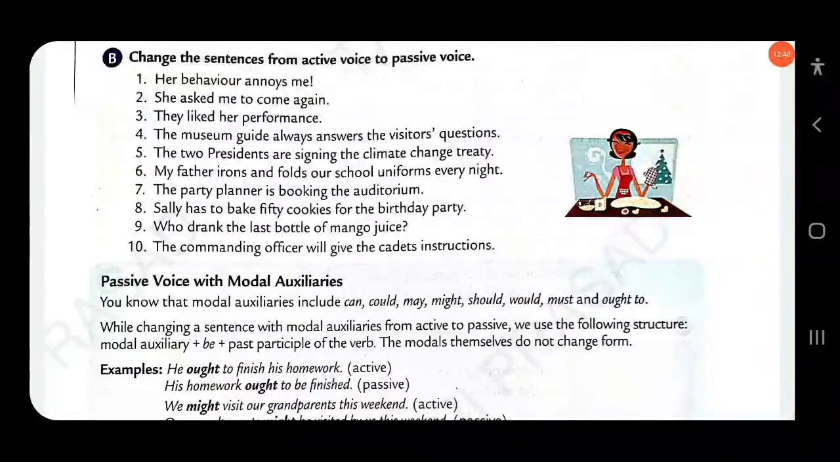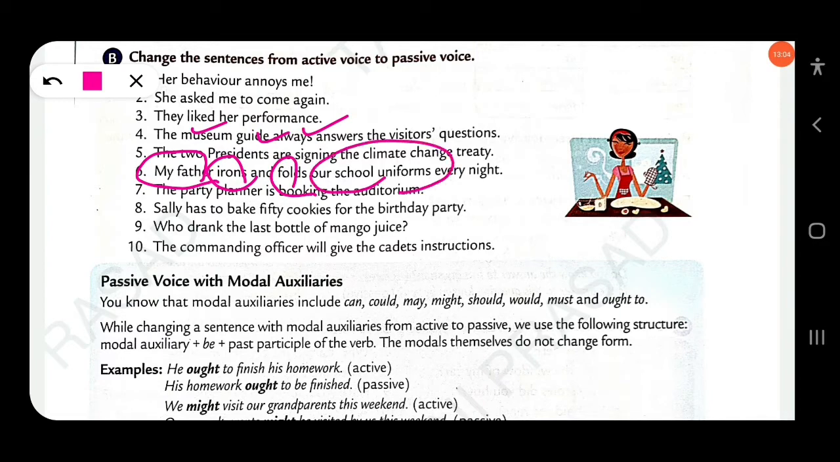The next question here. My father irons and folds our school uniforms every night. So here the subject is my father. That means the subject performs the action, and here two verbs are given, written in simple present: irons and folds, and the object is our school uniforms. Okay, here simple present tense is used.